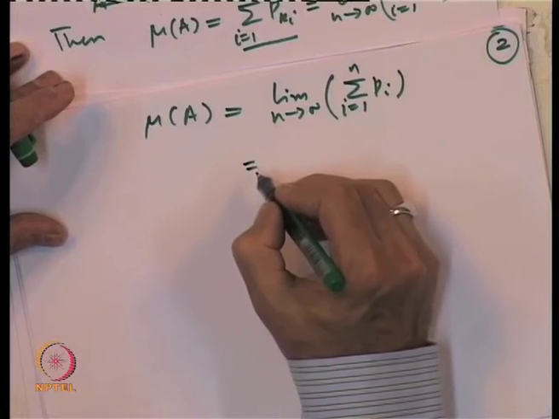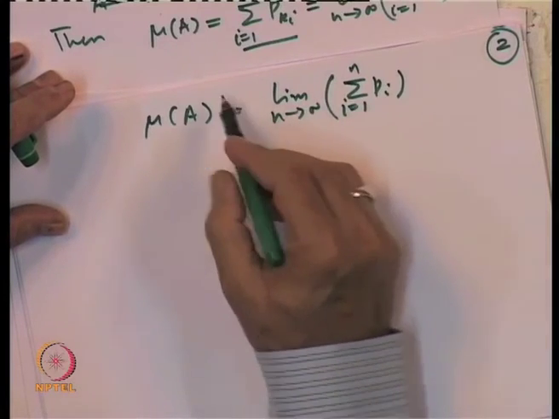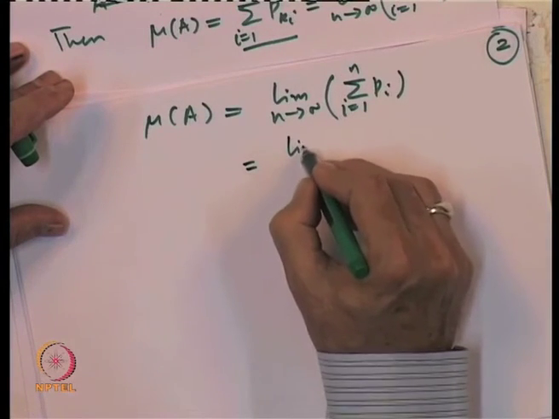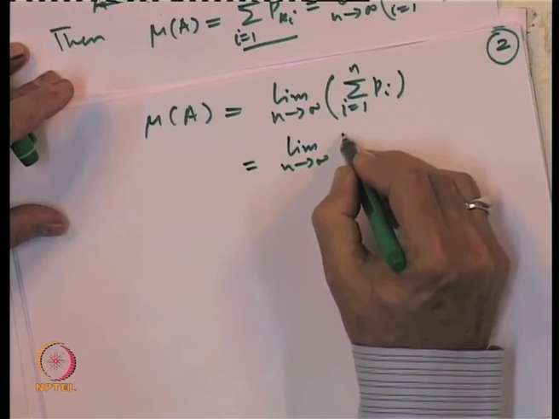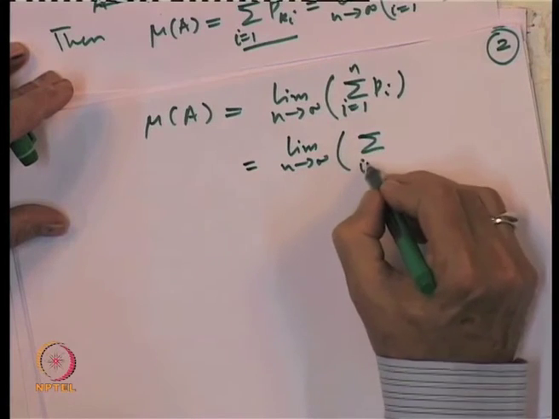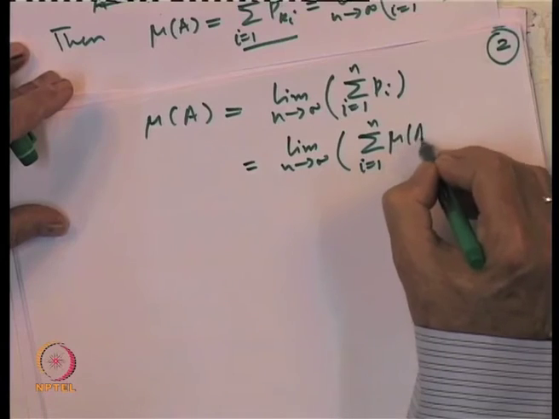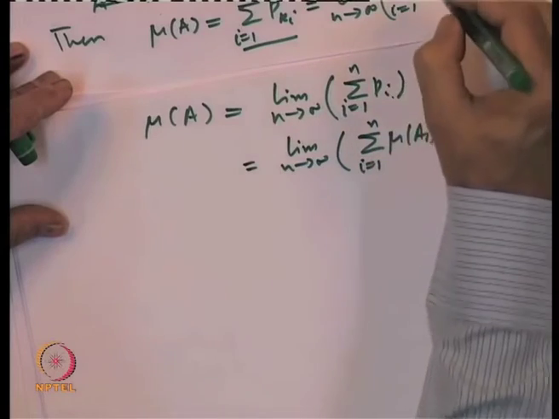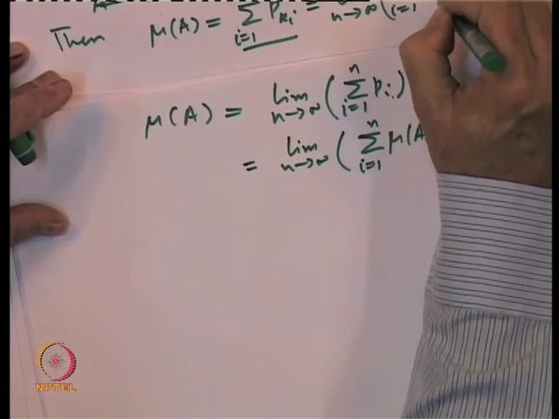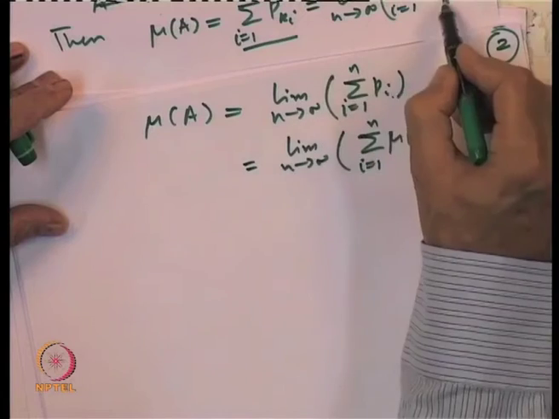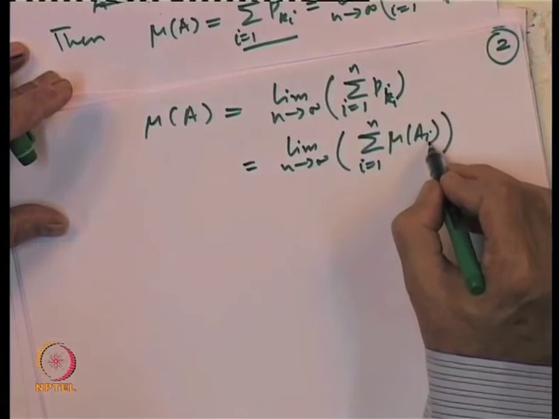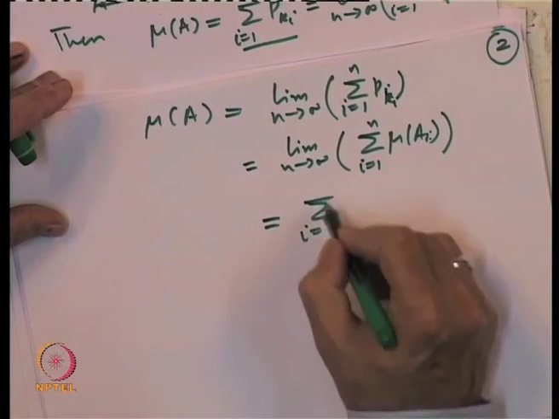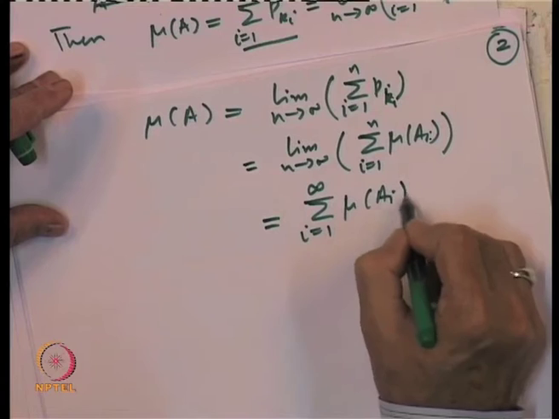Okay. But that means what we want to check is that it is the summation of mu of each A i. So this is the limit as n goes to infinity of the summation i equal to 1 to n of mu of A i, because each one is p of k i, sorry, this is summation p of k i. So this is k i and this is mu of A i. So that is equal to the summation i equal to 1 to infinity of mu of A i.